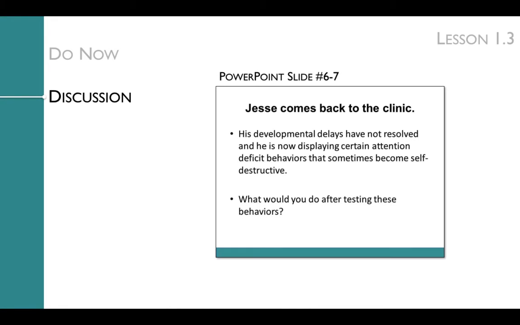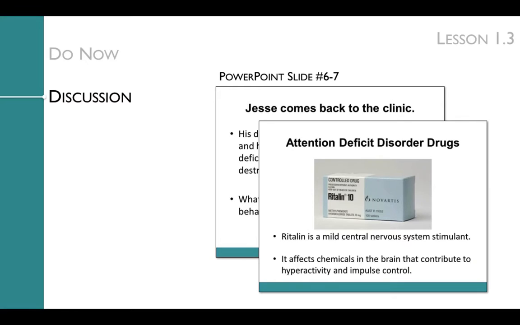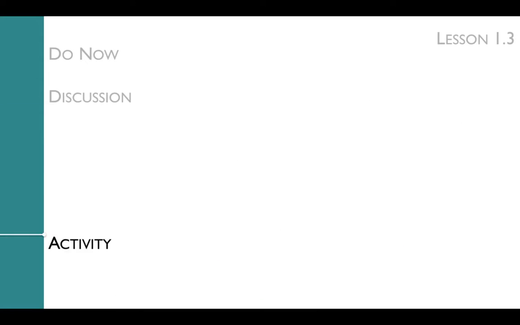Jessie's story continues a few years later when he comes back into the clinic. His developmental delays have not resolved, and he is now displaying certain attention deficit behaviors. You ask the students, what would you do now? Students at this point usually suggest ADD medication, which might help because Jessie is displaying those symptoms, but again, none of this gets at the cause of Jessie's issue.